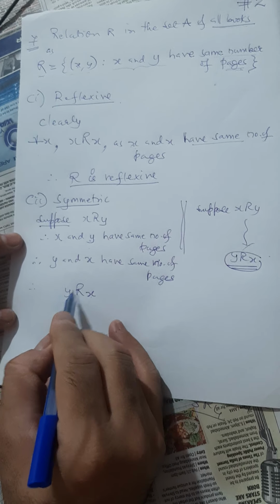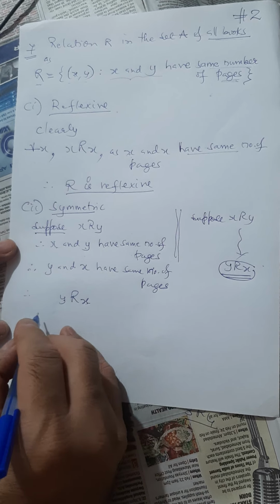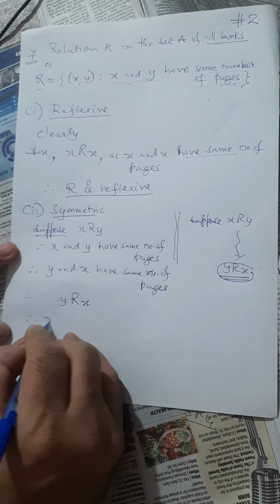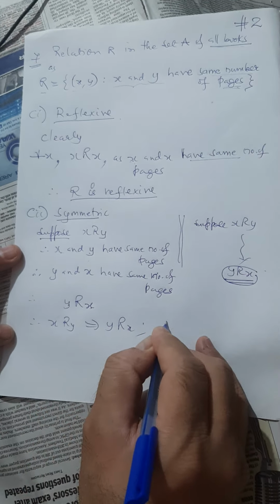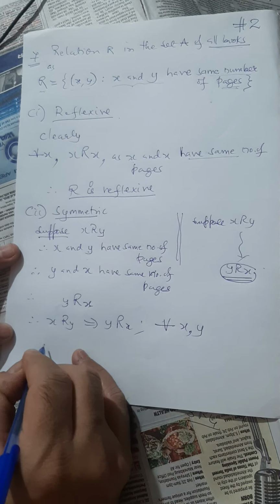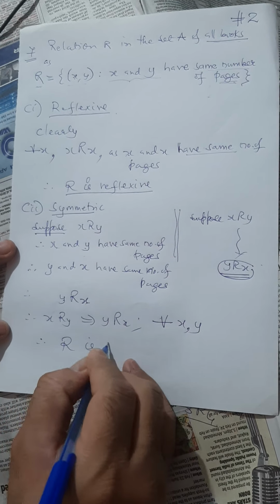So you can say that as per definition, y related to x. So therefore whenever x related to y, it implies y related to x for every x and y. So therefore here R is symmetric.